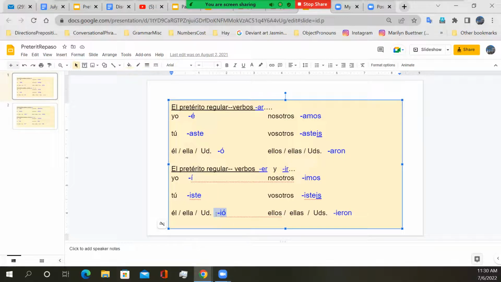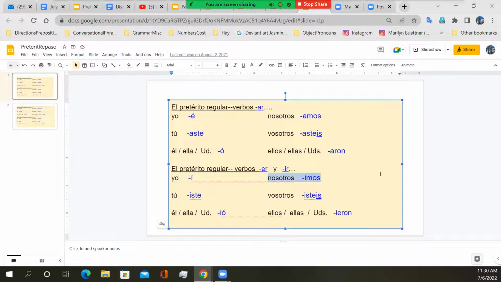Again, the only tú tense that does not get an S at the end. For él, ella, usted, it'll be ió. Not O with the accent, but I-O with an accent on the O. So, comió, vivió. All right. Bebió. He or she drank.